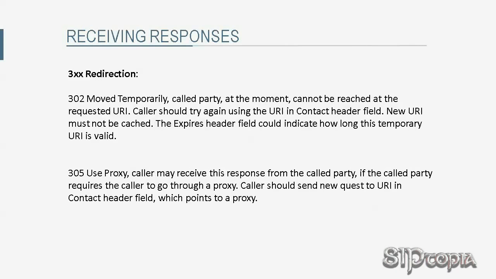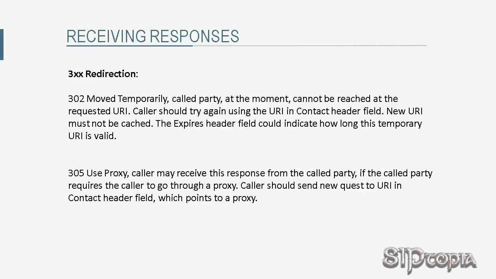302 Moved Temporarily. This response indicates that the called party, at the moment, cannot be reached at the requested URI. The caller should try again by using the URI provided in this response's Contact header field, but this new URI must not be cached by the caller. The Expires header field could indicate how long this temporary URI is valid.